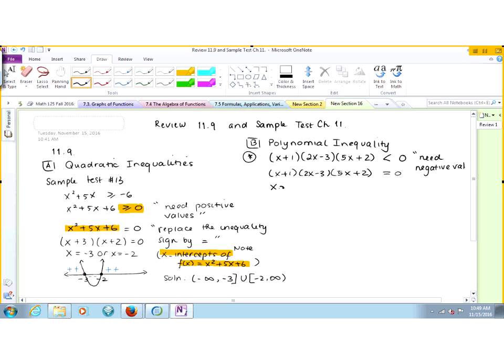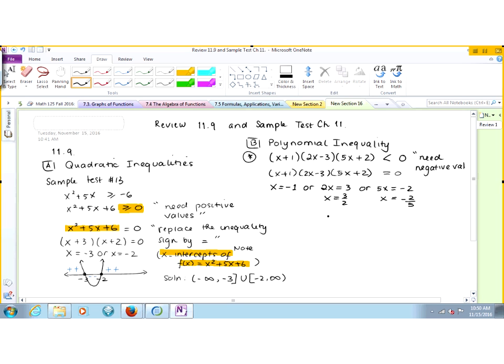What is x here? X is negative 1, or 2x is 3, which means x is 3 over 2, or 5x is equal to negative 2, or x is equal to negative 2/5. All right.